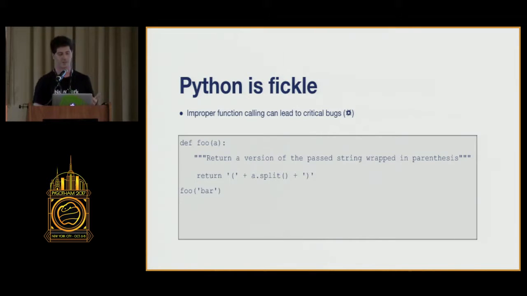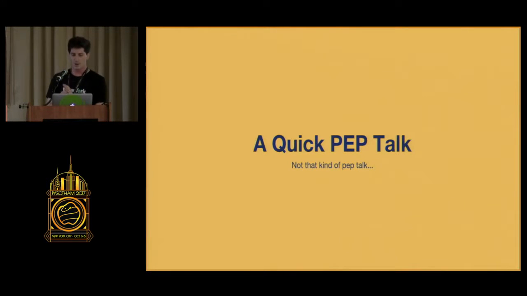So when you run this in production and run into this code, you're going to get, boom, type error, must be a string, not a list. And again, this is a fatal error. That's not good. Python is kind of fickle in this way. So I'm going to give you guys a little pep talk.